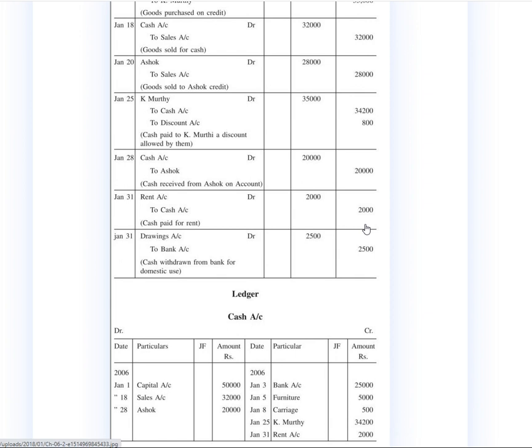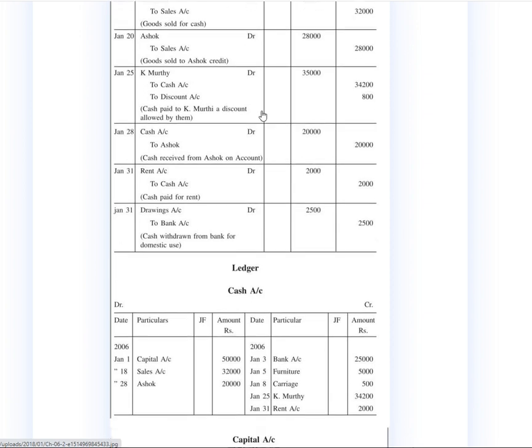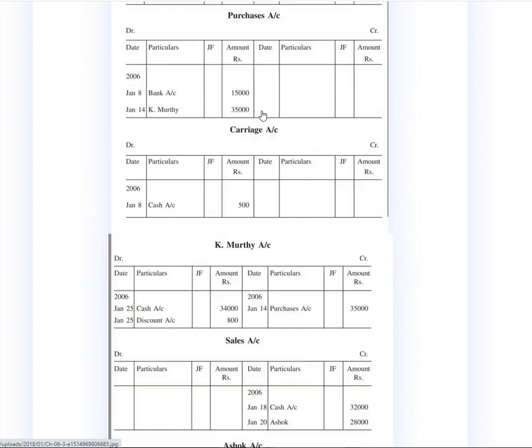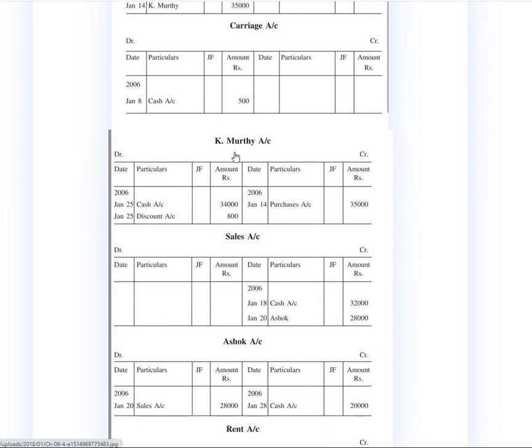Right, now we have to go to K Murthy account. If you observe here, when we purchased the goods on January 14th from K Murthy, it was 34,000. On January 25th, the cash we paid to him was 34,200. Actually, here it should be 34,200, and the discount we got is 800 rupees.